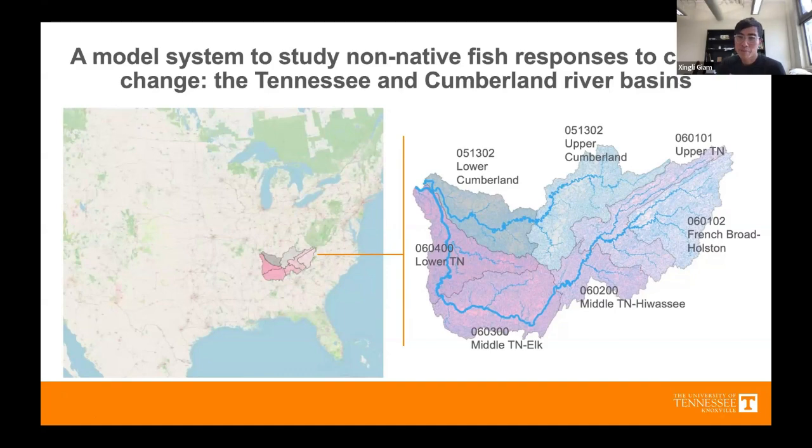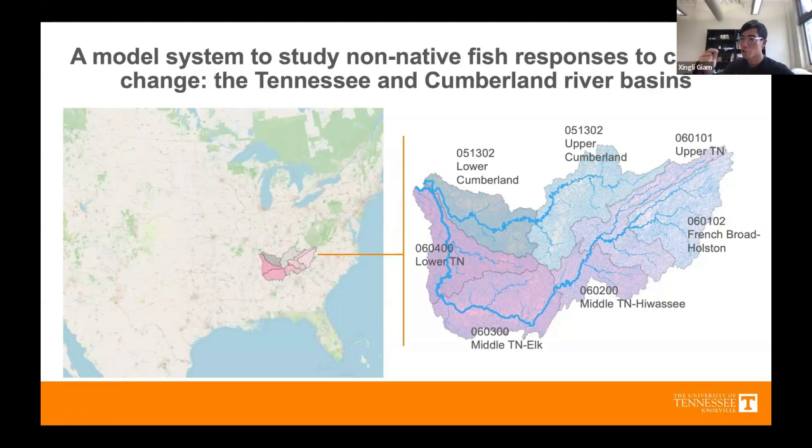So these two systems are actually two independent systems, right? One is the Tennessee River Basin, all the basins that are shaded in pink that you can see here to the south. And then we've got the Cumberland River Basin, made up of two sub-basins, Upper Cumberland and Lower Cumberland. For both basins, the river flows from the east, then goes southwest a little bit, and then flows up northwest.